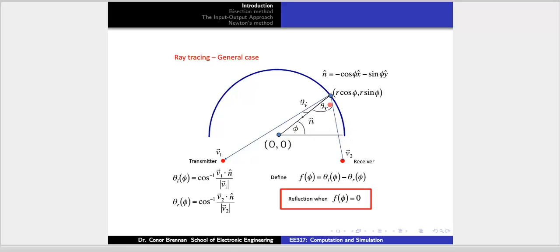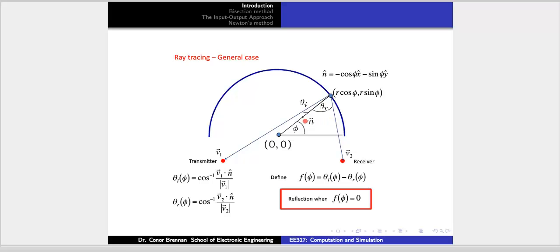Well, a reflection exists if we can find a reflection point along this semicircle, such that when we draw the normal from that point out, a vector from the transmitter to the point and a vector from the point to the receiver will make these two angles, theta I and theta R, with the normal. And if we can find a point such that theta I equals theta R, that means the angle of incidence equals the angle of reflection. Well, by the principle of optics, Fermat's principle, that is a reflection point.